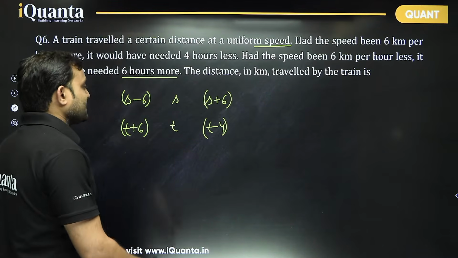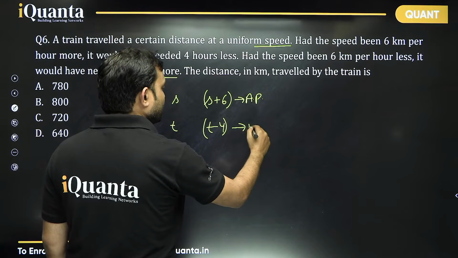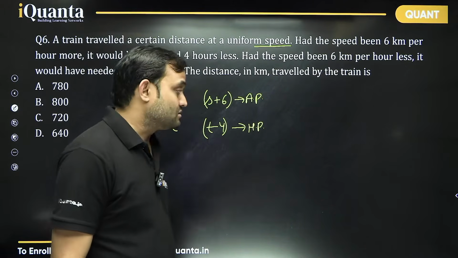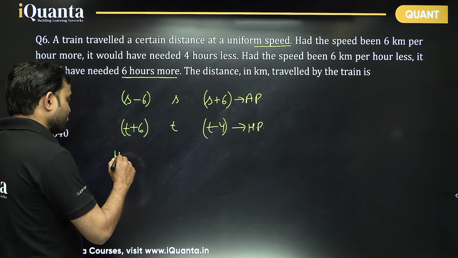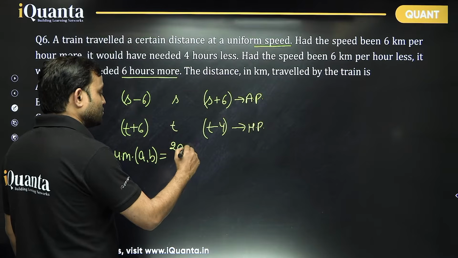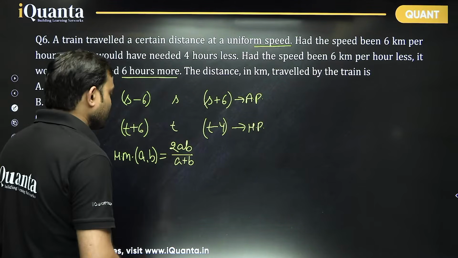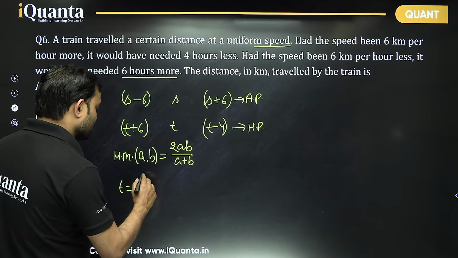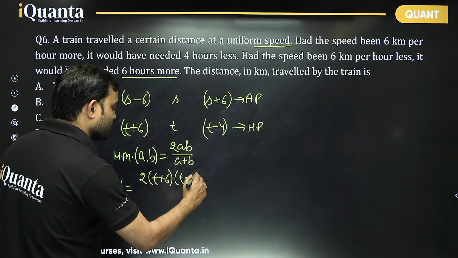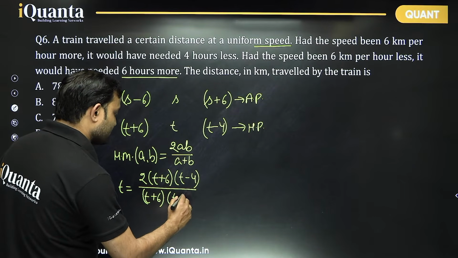Can I say that these speeds are in arithmetic progression? Then these times will be in harmonic progression. And if these three are in harmonic progression, what we can say, the harmonic mean of two values a and b is equal to 2ab upon a plus b. So here t will be the harmonic mean of these two. Can I say t will be equal to 2 into t plus 6 into t minus 4 divided by t plus 6 plus t minus 4.